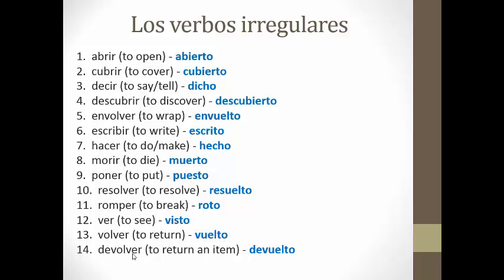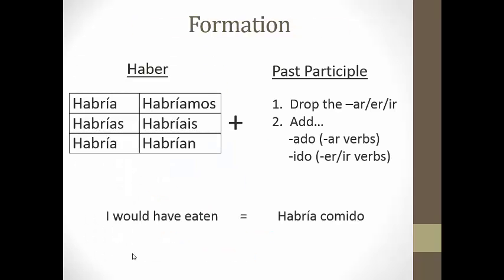Okay, one last section to cover on your note guide before we go to our practice problems, and that is pronoun placement. So, let's take a look back here. What if this had said, I would have eaten it? Where would the lo go? Do I put it before habría? Do I attach it to comido? Can I do either one? Could I ever put it in the middle?